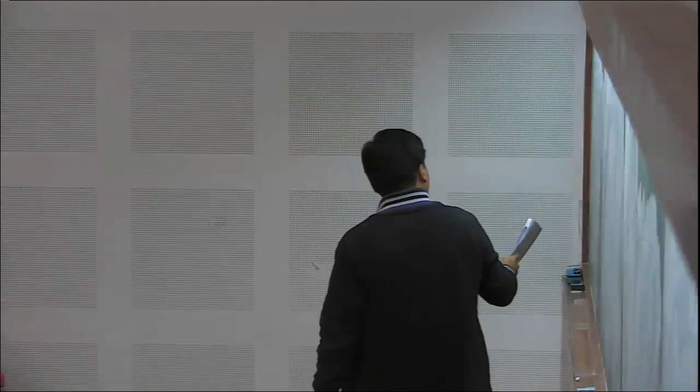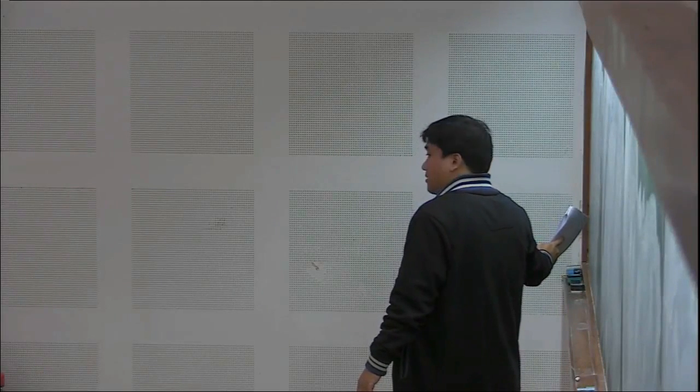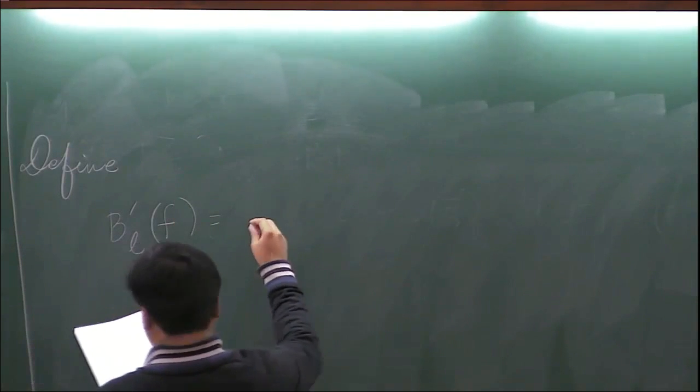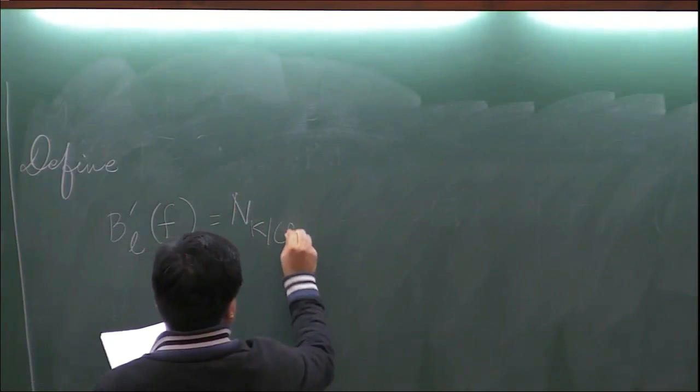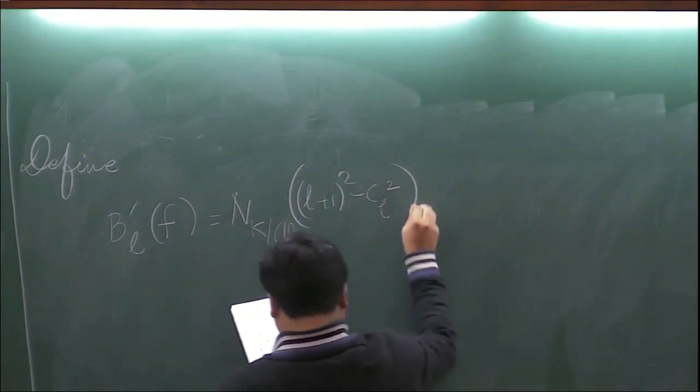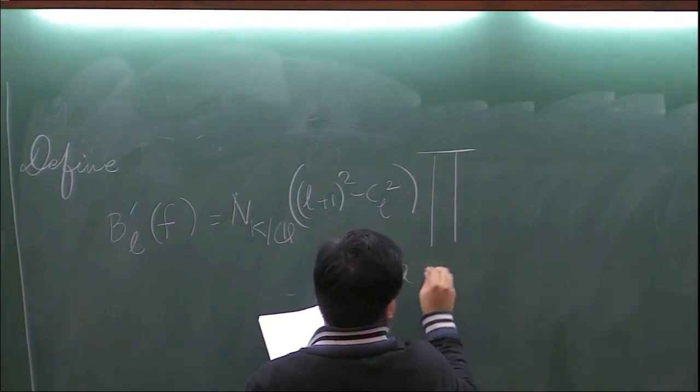So now we define this number. What I'm going to write down is this number, 4 minus A_3(E). There can be many other terms, for example, I also want to include the case when 3 is a prime of multiplicative reduction. But essentially it's this. So define B_L prime of F. This is this number. What is that? The norm of K over Q of (L plus 1) whole squared minus CL squared, and then the product over A inside S_L.